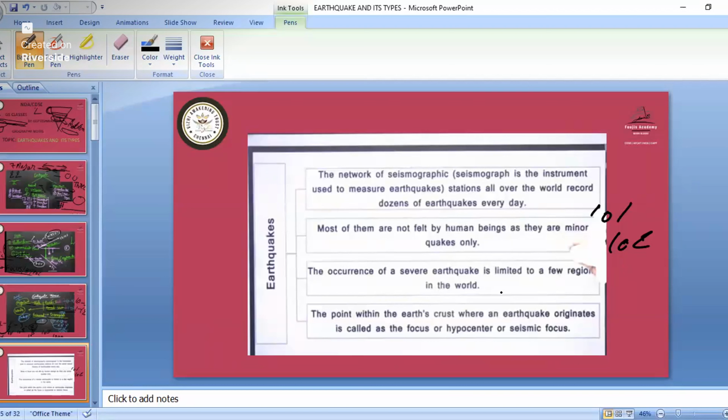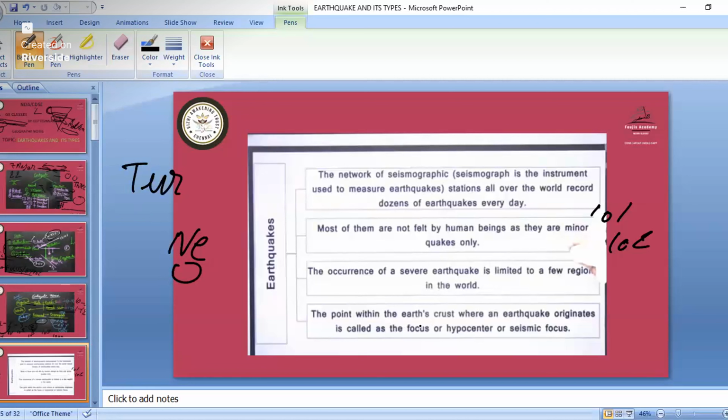The occurrence of severe earthquakes is limited to a few regions in the world. For example, the Nepal earthquake that came in 2013. Not 2013, 2014. That time we had shaking in some parts of northern India, and in Nepal. Then recently Turkey. So in those particular parts there was a severe earthquake.